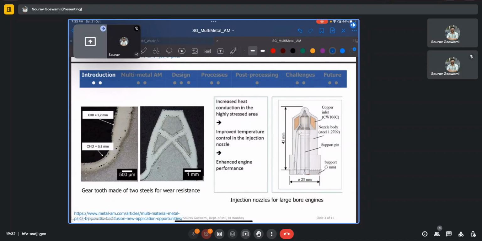And on the right again, you have an engine section where you want to increase the heat conduction in the highly stressed area. We also want to improve the temperature control in the injection nozzle for enhanced engine performance. So you have the inlet made up of copper, the nozzle body made up of steel, and the use of this copper inside this mostly steel body actually increases the heat conduction in that region because it is also the hottest. So this has also been used in this injection nozzle for large bore engines.